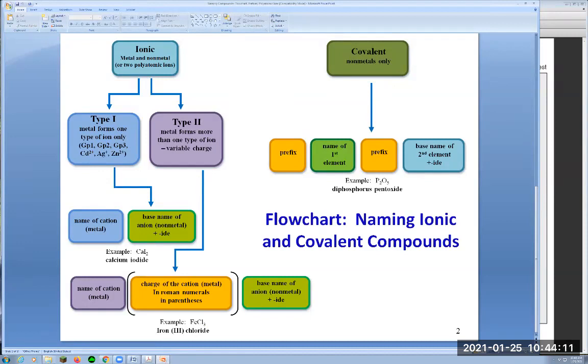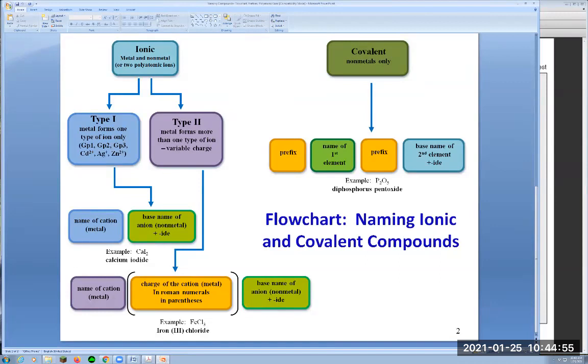But for ionic compounds, you need to decide if you have a type 1 metal or a type 2 metal. Type 1 metals are what I called up to now predictable ions, which are from group 1A, 2A, 3A for the metals. The group number tells you the charge on the ions, like lithium, magnesium, and then aluminum. And then there are some exceptions. The cadmium 2+, silver plus, and zinc 2+ are exceptions. They are always that kind of ion. So that's why there will be type 1 compounds when you have these ions.